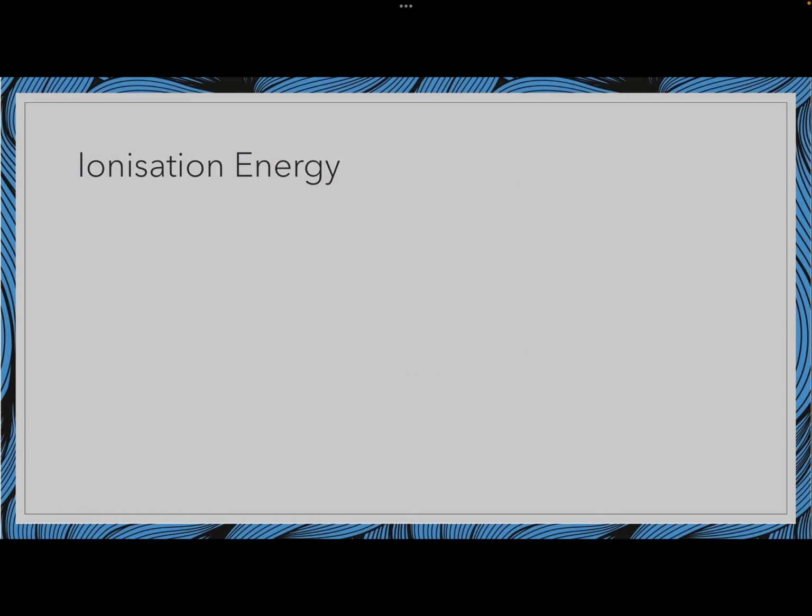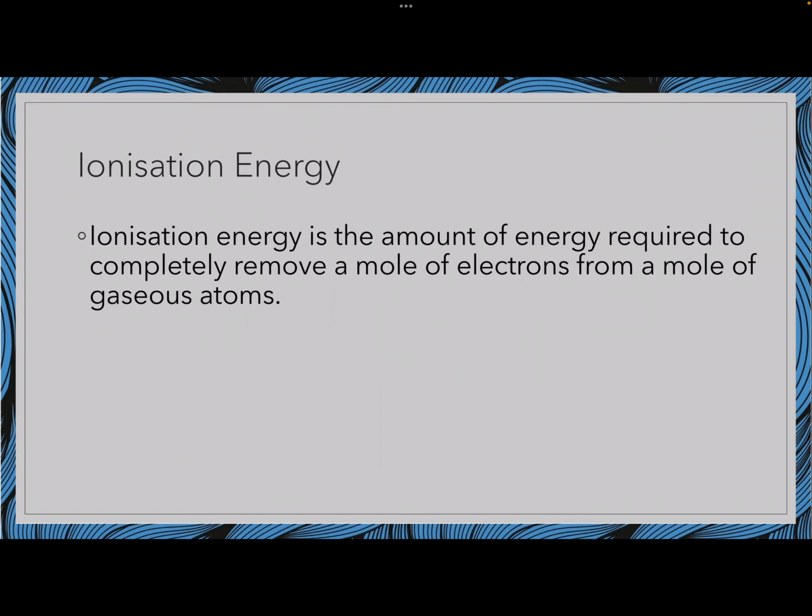Ionization energy. Ionization energy is the amount of energy required to completely remove a mole of electrons from a mole of gaseous atoms. Now, I know you guys haven't learned about what the mole is, but it's basically a set amount. The actual number is 6.022 by 10 to the 23. So ionization energy is the amount of energy required to remove 6.022 by 10 to the 23 electrons from 6.022 by 10 to the 23 molecules of gaseous atoms.